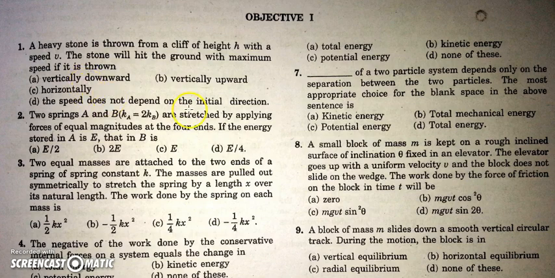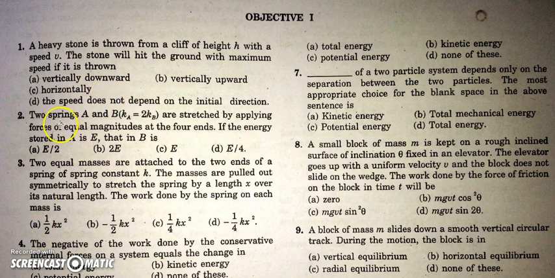The speed doesn't depend on the initial direction because the loss in potential energy will be the same, so the gain in kinetic energy will be the same. In all the cases, whether you throw it horizontally, downward or vertically upward, if you are throwing with the same speed, then the final speed will also be the same.